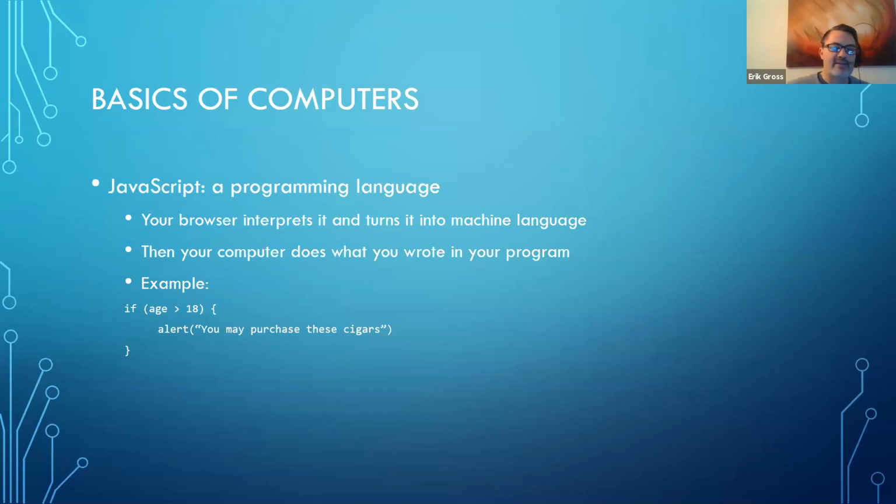There's an example right down there that is in fact written in this language called JavaScript. If age greater than 18, then do an alert. An alert, and you've experienced this all the time if you've been on the web, is a pop-up at the top of your screen that has a message in it. That's it. So you guys can read this code. This is code right in front of you, and you can probably figure out on your own what it means. It means if a particular person's age is above 18, then print a message at the top of the browser that says, hey, you may purchase these cigars.